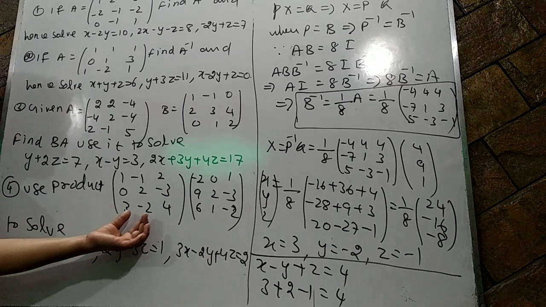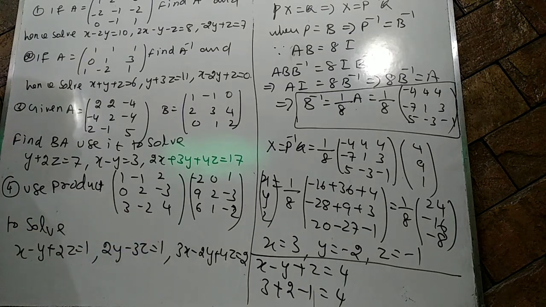So when I say product, it means some scalar into identity. That scalar may be minus 1, 2, 3, 4, whatever you will get. Are you clear?